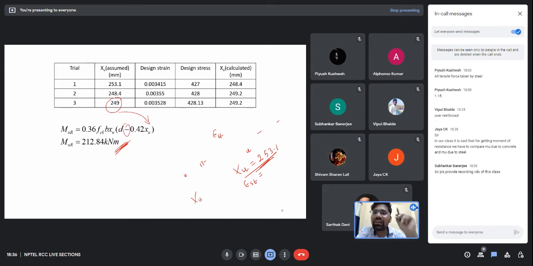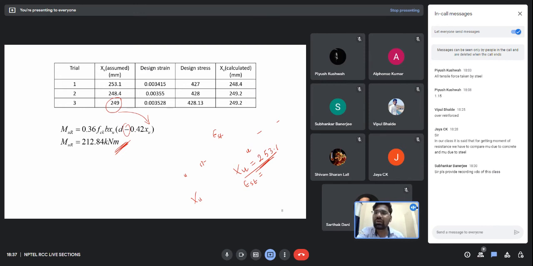So if you are calculating it by using the limiting depth of neutral axis, you are not designing a conservative section. You are overestimating the capacity of our section. So that is not good. Yes, sir. So you are right. Always the limiting moment of resistance is the greater one. That's why we call it limiting.